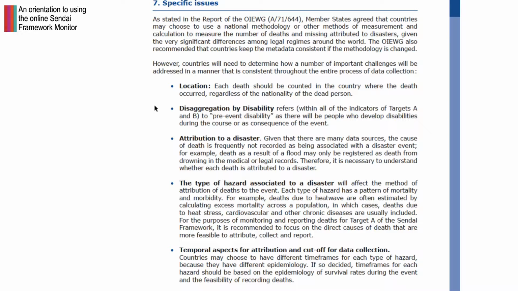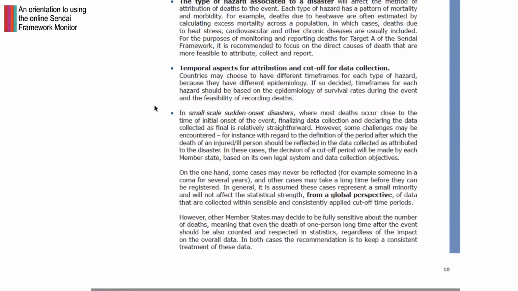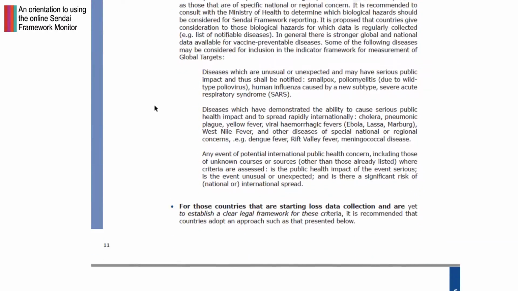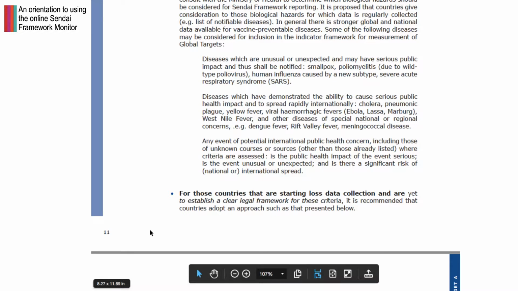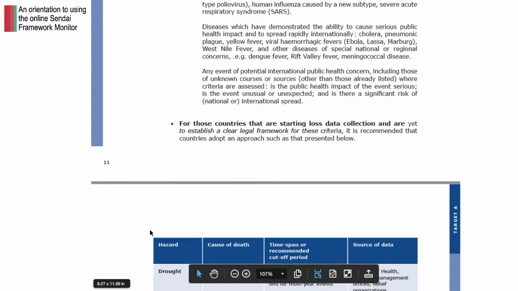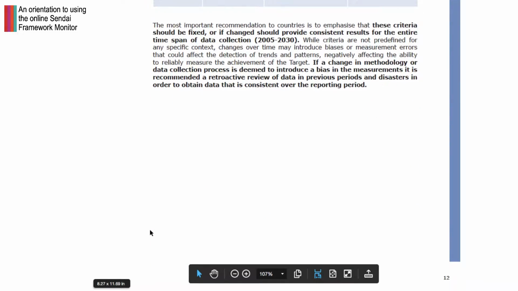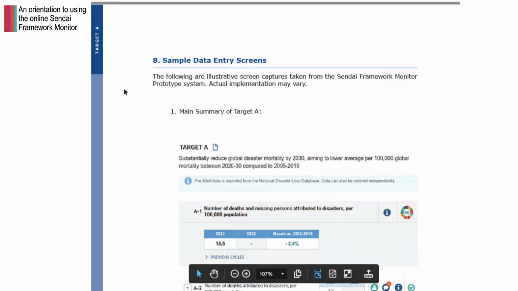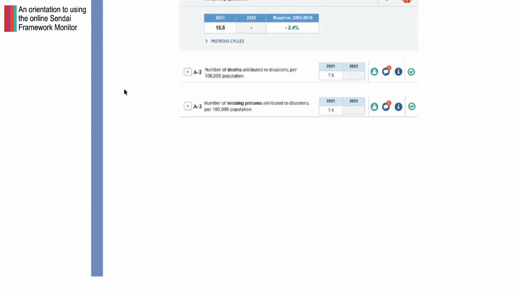Going through each of the specific issues may clear any questions you may have on definitions or data collection, and you can also find a list of frequently asked questions at the end of this module. The TGN continues to show you sample data entry screens. We will go through data entry using the Sendai Framework Monitor in the next videos, but you may want to take a minute to look through this section in your copy of the TGN.